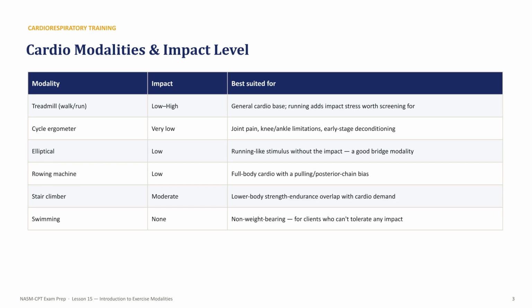Rowing machine. Low impact. Full body cardio with a pulling and posterior chain bias. Stair climber. Moderate impact. Lower body strength endurance overlap with cardio demand. And swimming. No impact at all. Non-weight bearing. For clients who can't tolerate any impact. Here's how the exam likes to test this.